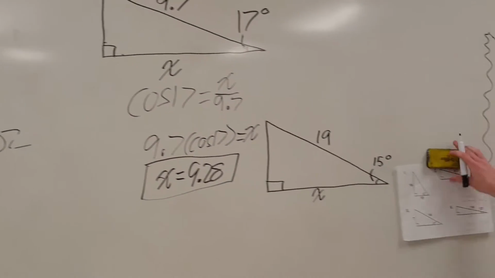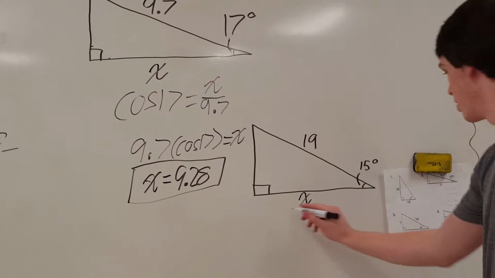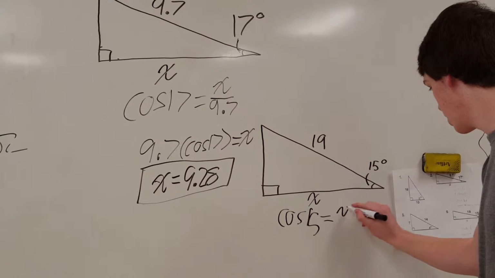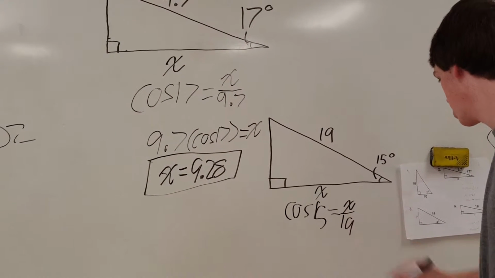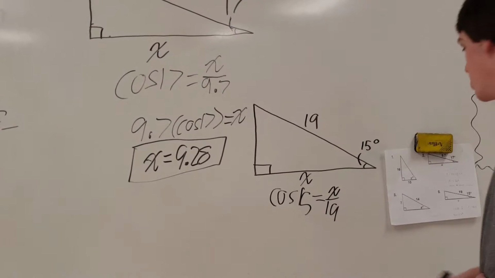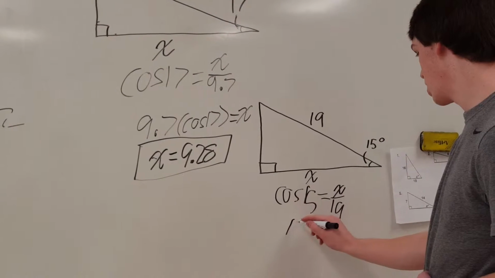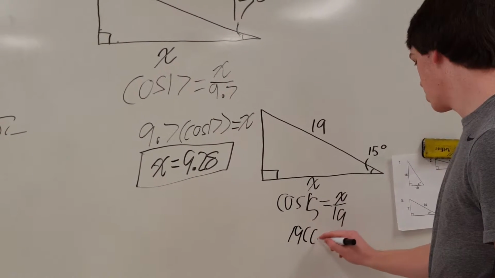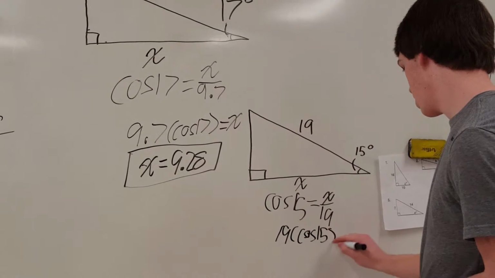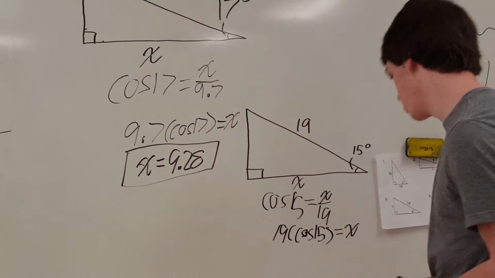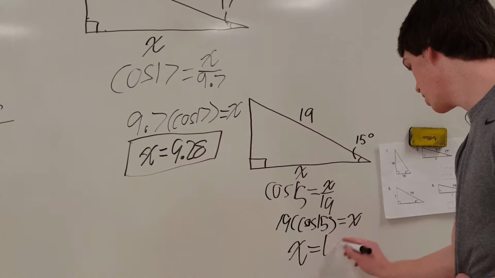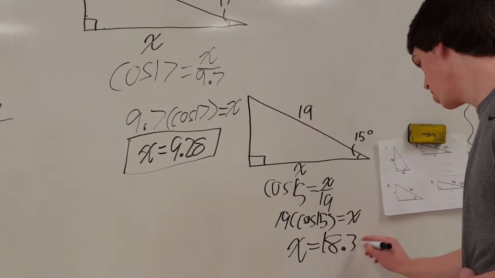For this triangle, we will do the same thing. You set up cosine 15 equals x over 19. Then to isolate the variable again, you multiply by 19 on both sides, leaving you with 19 times cosine 15 equals x, which if you plug into your calculator, you should get x equals 18.35.